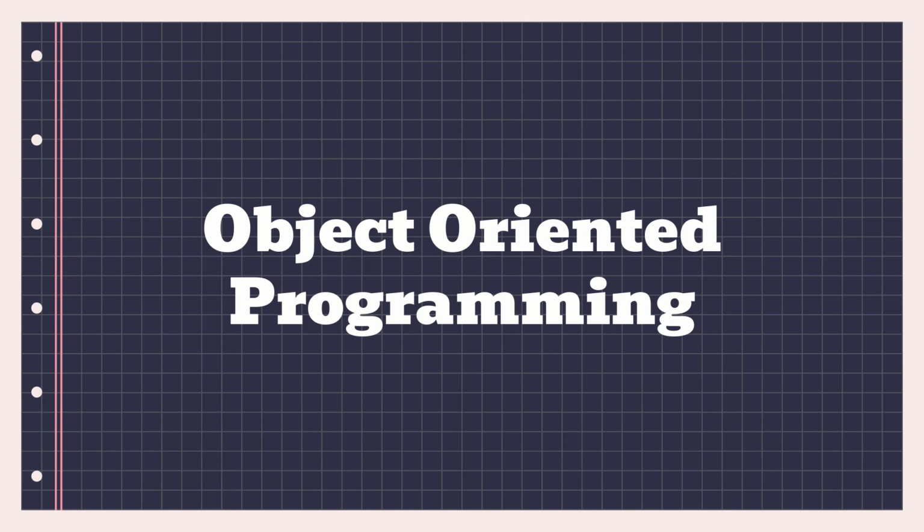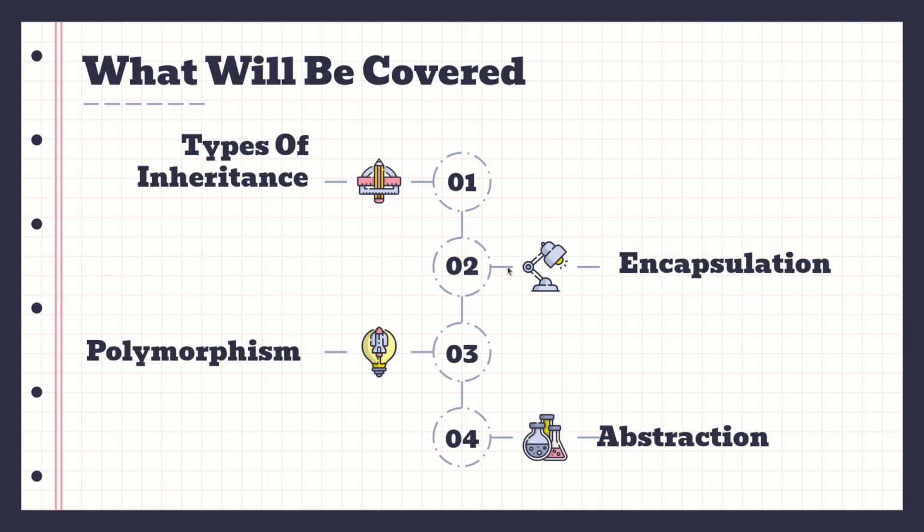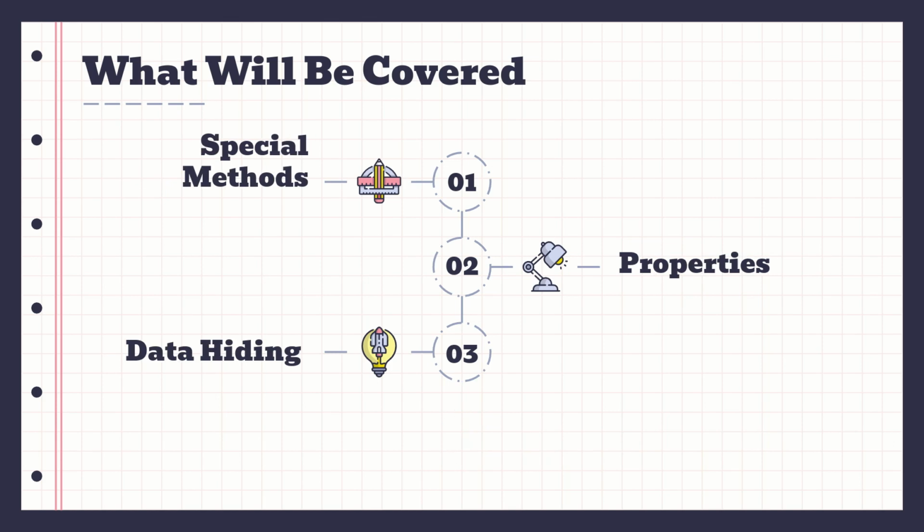Let's take a look at the course outline. We'll be looking at classes, how to create a class, how to create an instance or an object. We'll be looking at attributes and methods, and the different pillars of object-oriented programming: inheritance, types of inheritance, encapsulation, polymorphism, abstraction, and special classes or Dunder methods in Python. That is, we'll be looking at properties, data hiding, and all of that.